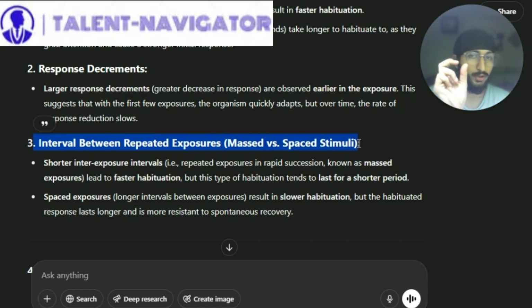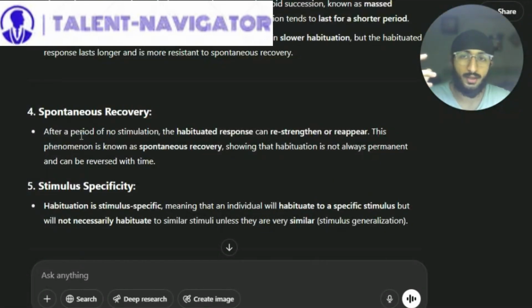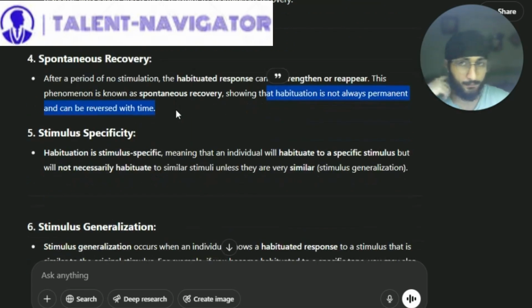Then the interval between repeated exposures: massed versus spaced stimuli. Shorter inter-exposure intervals, which are massed exposures, that is repeated exposures in rapid succession with the temporal gap being very small, lead to faster habituation. But this habituation tends to last for a short period. Spaced exposure, which has longer intervals between exposures, results in slower habituation, but the results last longer and are more resistant to spontaneous recovery. In spontaneous recovery, after a period of no stimulation, the habituated response can re-strengthen or reappear, showing that habituation is not always permanent and can be reversed with time.